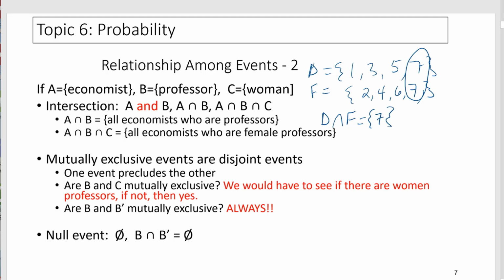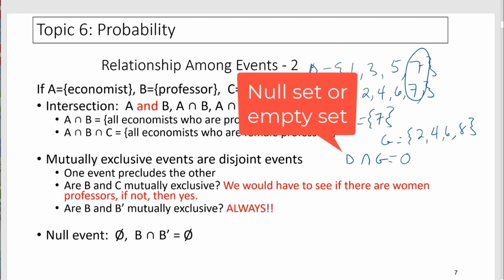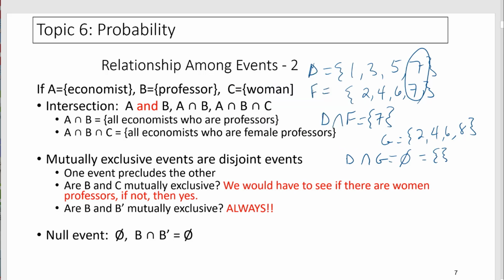Now let's say I make another set, G, 2, 4, 6, 8, and I look at D intersect G. Well, there's nothing in common between these two sets. And how do we write that? We write it as the empty set. Another way people write the empty set is just 2 brackets. That means there's nothing in that set. And if this is true, we say that D and G are mutually exclusive. They're disjoint sets.